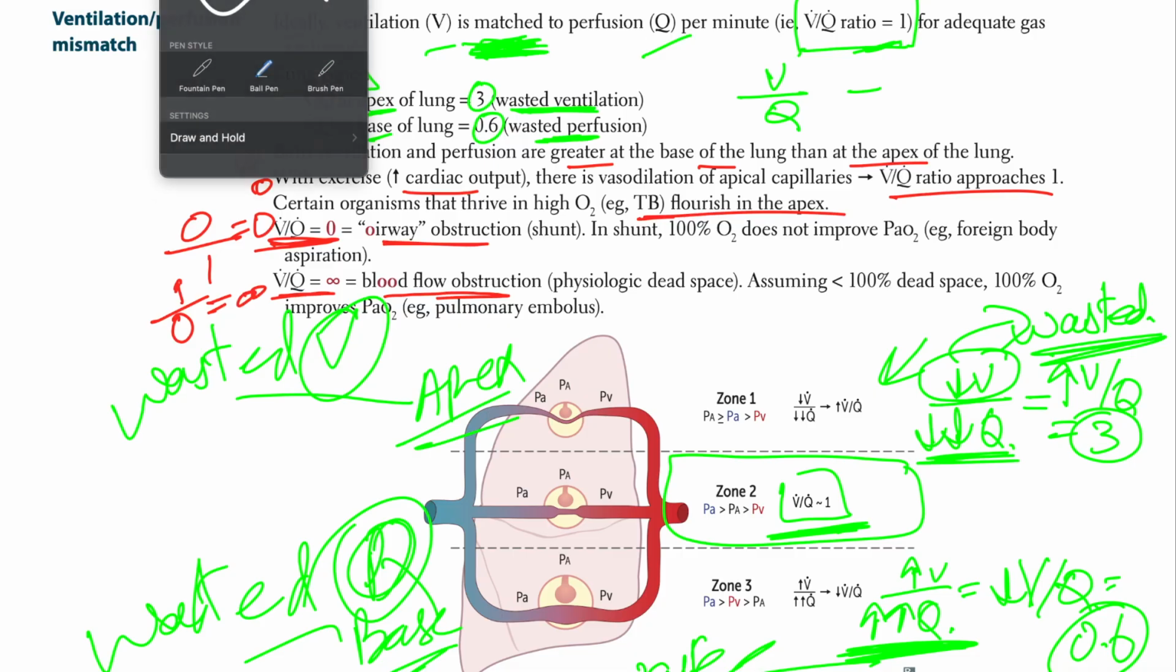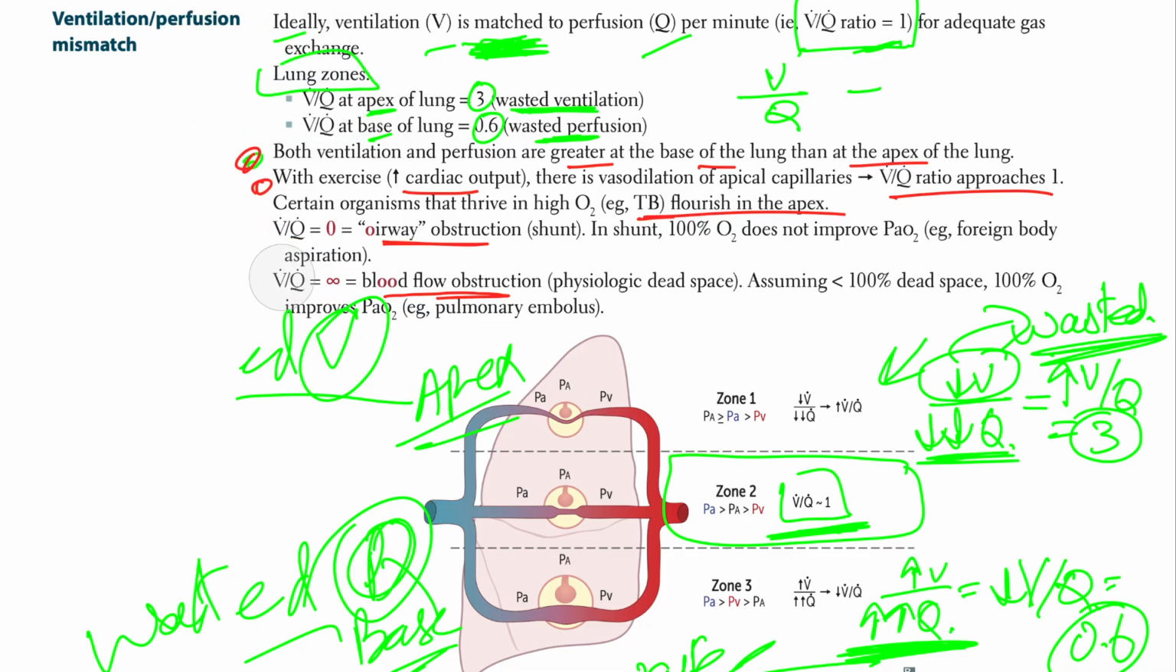But this is important: if you have an airway obstruction, you have a ventilation perfusion mismatch, with V/Q at a level of 0. There is no gas exchange. But if you have a blood flow obstruction, V/Q is infinity. It's a physiological dead space. That means air is coming in, but there is no blood to take that oxygen in. And the airway obstruction is called shunt. Basically, 100% shunt is there.